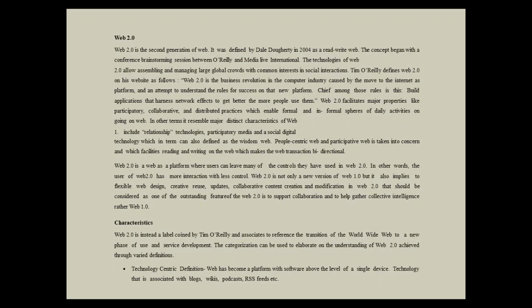Web 2.0 is a web as a platform where users can leave many of the controls they have used in Web 1.0. In other words, the user of Web 2.0 has more interaction with less control. Web 2.0 is not only a new version of Web 1.0, but it also implies flexible web design, creative reuse, updates, and collaborative content creation and modification. One of the outstanding features of Web 2.0 is to support collaboration and to help gather collective intelligence, unlike Web 1.0 characteristics.